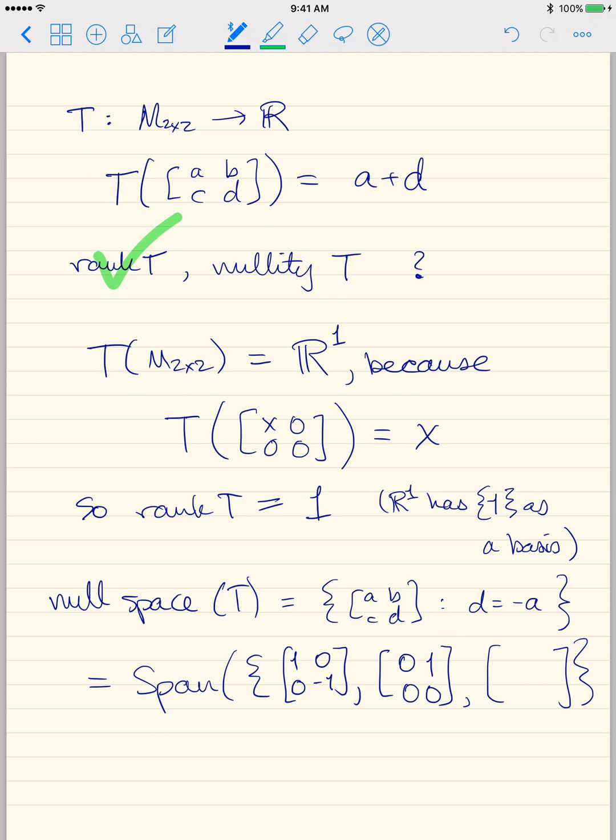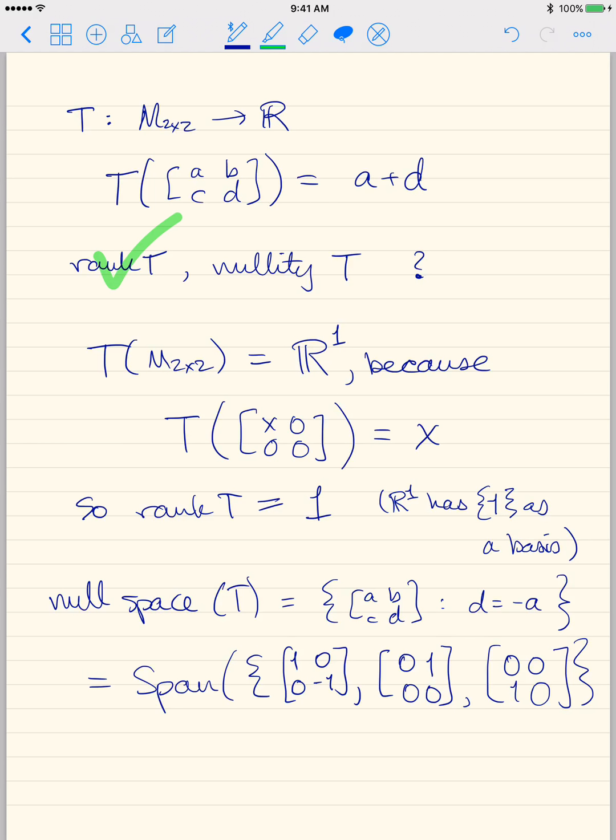Yes? 0, 0, 1, 0. Yeah, we should give ourselves a 1 in that lower left position too. So now it's clear we can get any matrix of this form as a sum of these three matrices, each one times some weight.